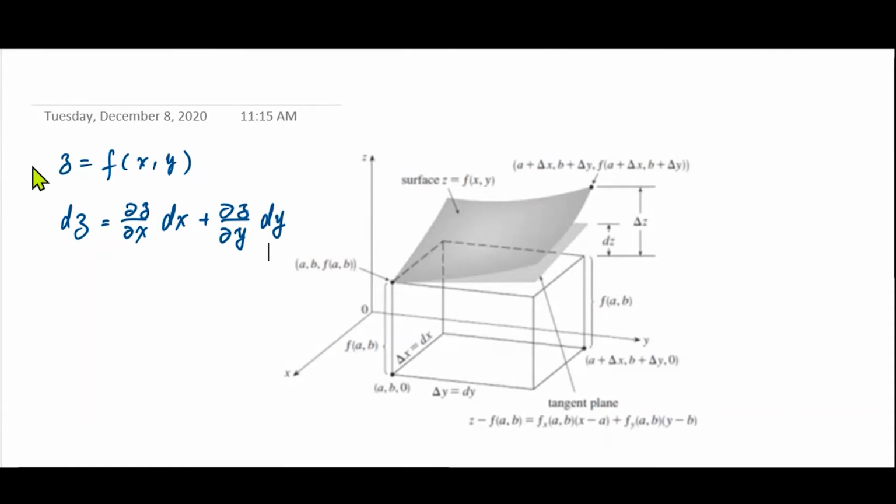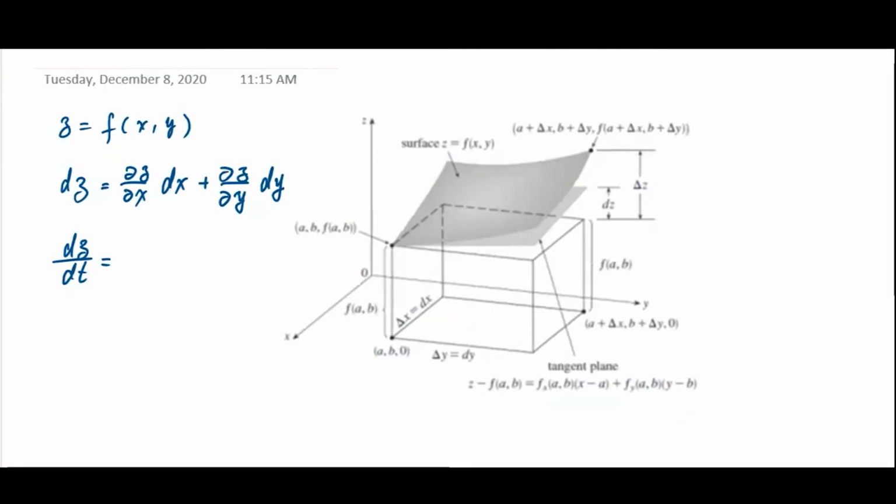Okay, guess what I'm about to do now? What I'm about to do is divide both sides by dt to take a derivative. What is dz over dt? But we don't even know what dt is, so what does that mean? Okay, so picture-wise, this is what's going on.